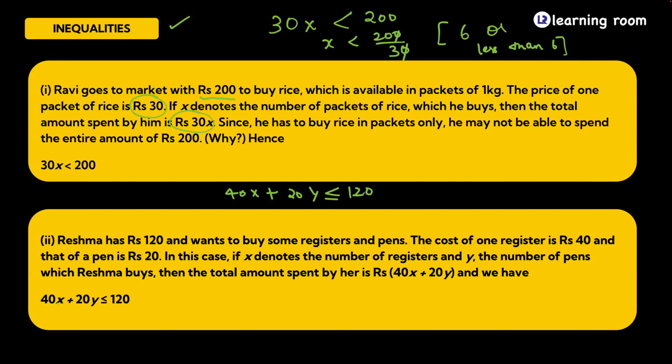See, here the question is slightly ambiguous. So I am assuming that according to the statement they give, she wants to buy some registers and some pens. I'm assuming that she is not planning to drop any of them. So in this case, it is fortunately matching, so we wrote it as equal. When it comes to the problem, they need to be specific.